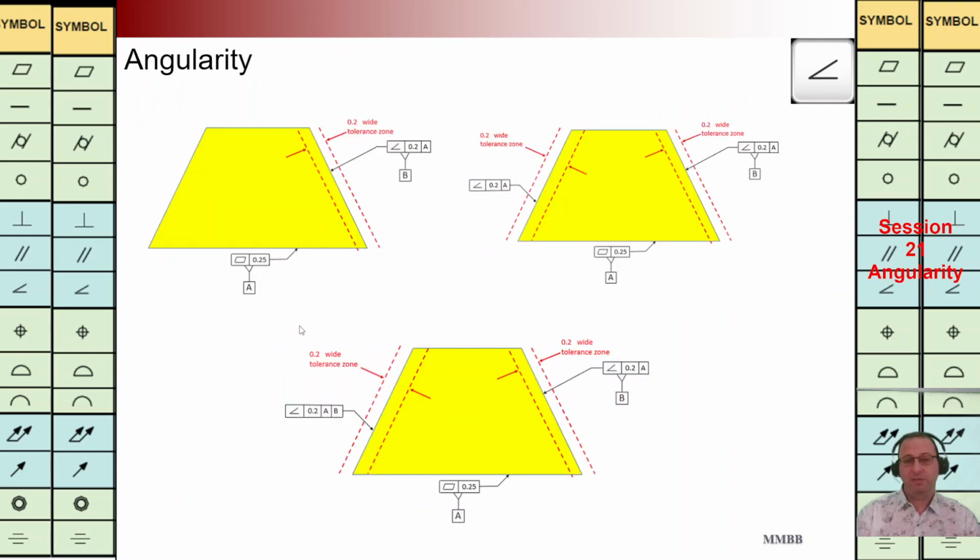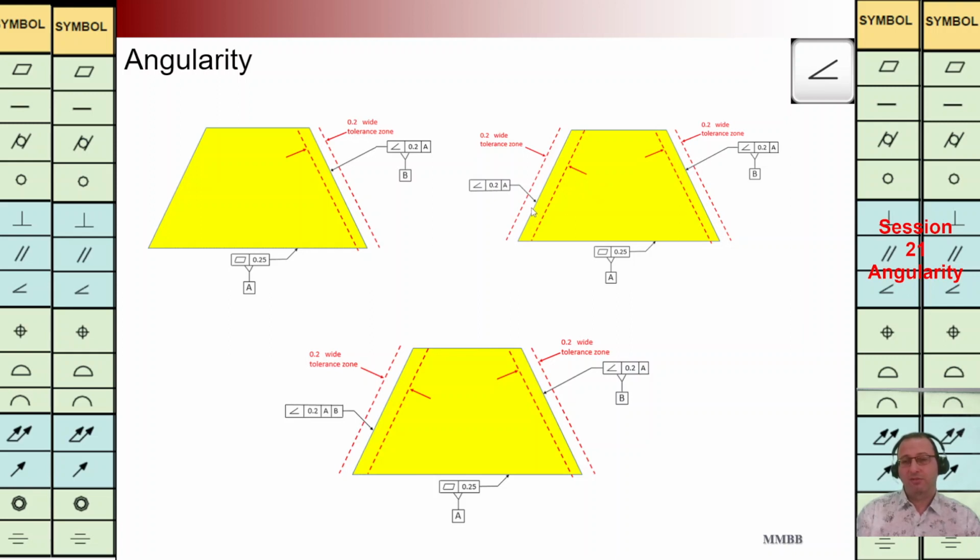Let's see this example. At top left, we have plane A here. It is qualified with flatness 0.25. And plane B on the right hand side is going to be controlled by plane A with a TZ of 0.2. At top right, it is the same, just for a surface.